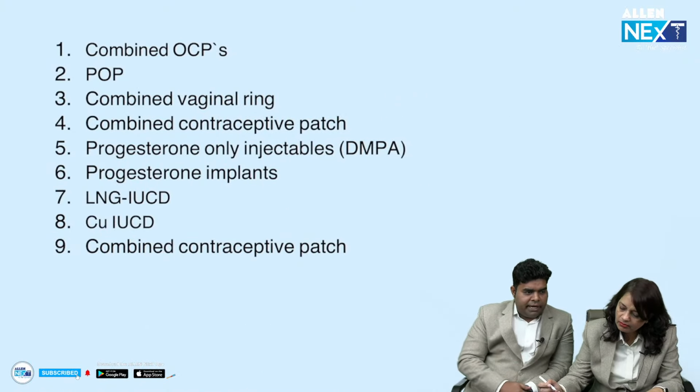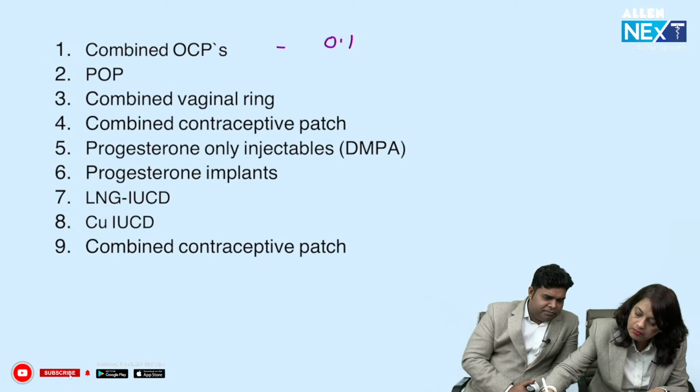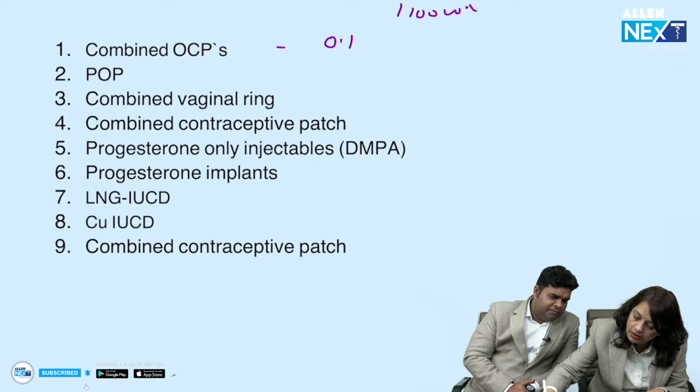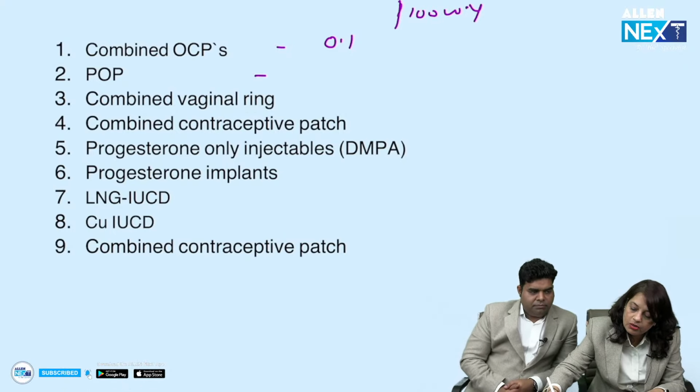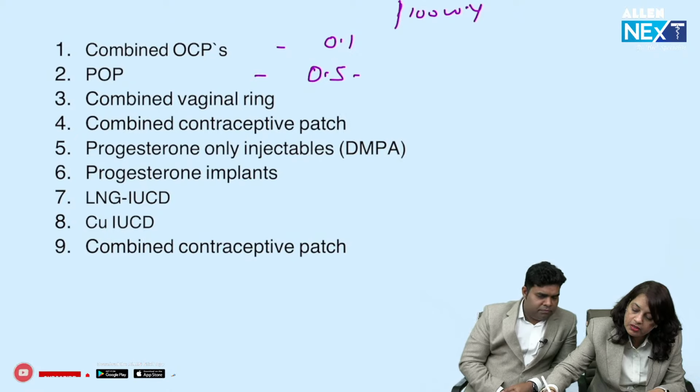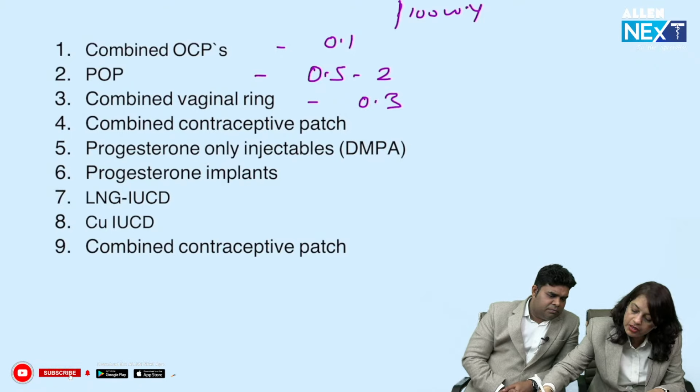You were about to write the failure rate of the contraceptives. 0.1, this is per 100 women years. Progesterone-only pills are now very good, so it is between 0.5 to 2 per 100 women years. Like combined vaginal ring, it is 0.3. Okay, so like DMPA injection, 0.3.